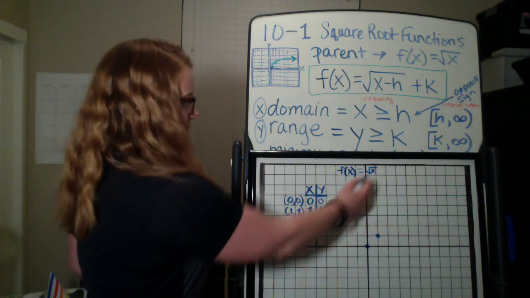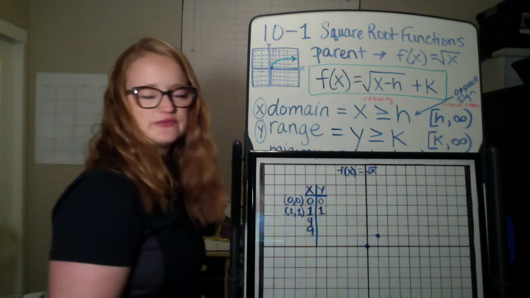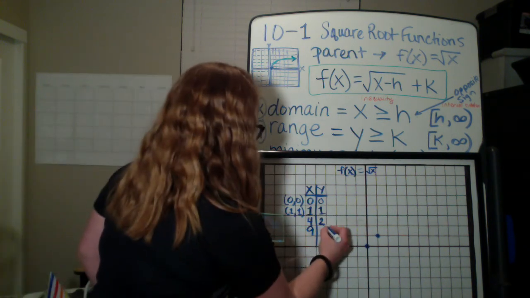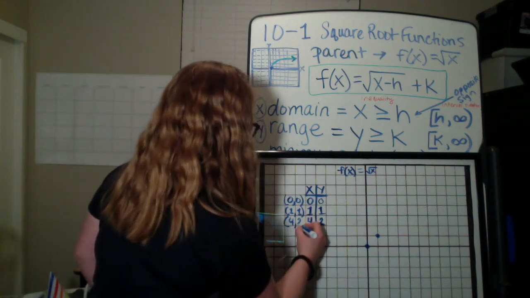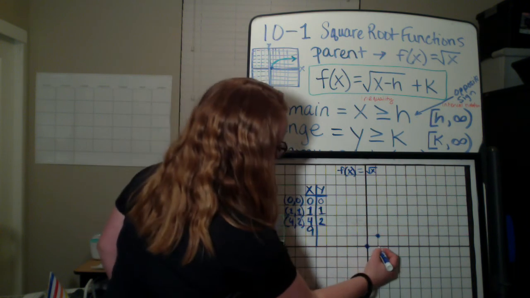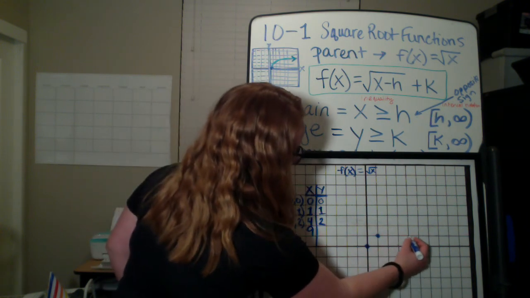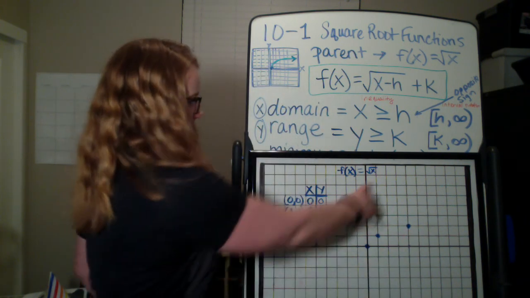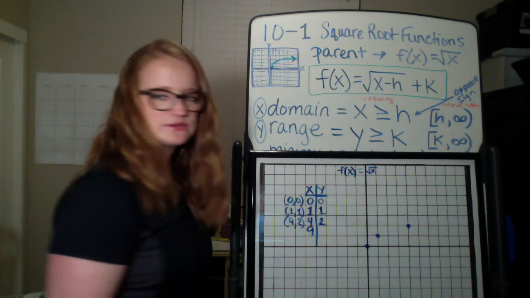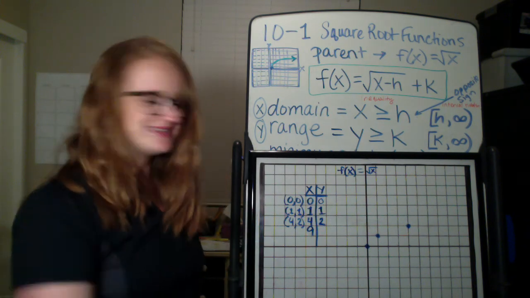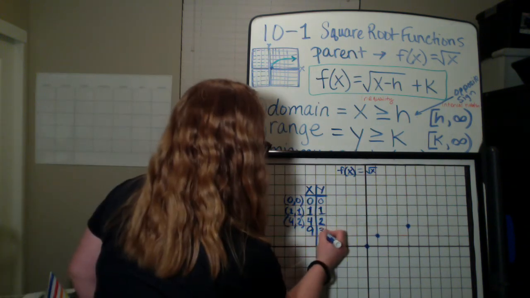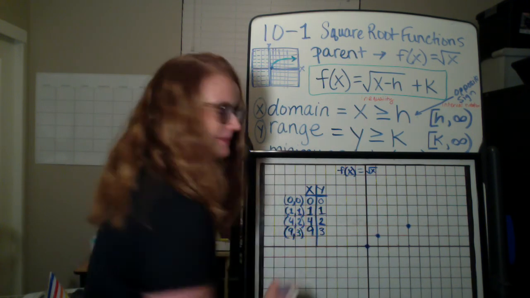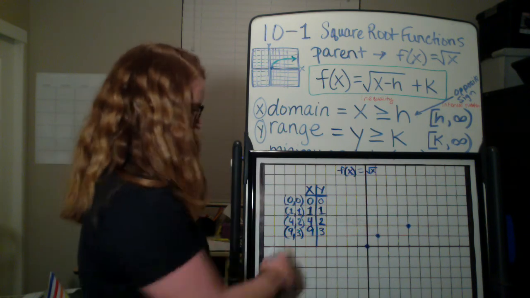So if we plug in 4 for our value, the square root of 4 is 2 because 2 times 2 is 4. So our other point is 4, 2. So over 1, 2, 3, 4, up 1, 2. It's another point on our graph. And then the square root of 9 is 3, because 3 times 3 is 9. So our last point that I'm going to plot for my board, because otherwise it'll go off, is 9, 3.